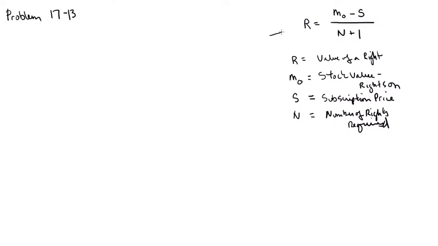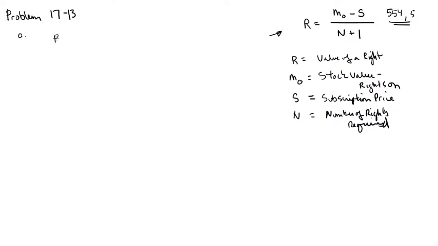Well, we're going to be using this formula to calculate the value of a right, and that is located and explained on pages 554 and 555. If you need further explanation, I gave you some information on the variables. R is our value of the right, equals the stock value rights on minus the subscription price, divided by the number of rights required plus 1. So let's go ahead and calculate that now.